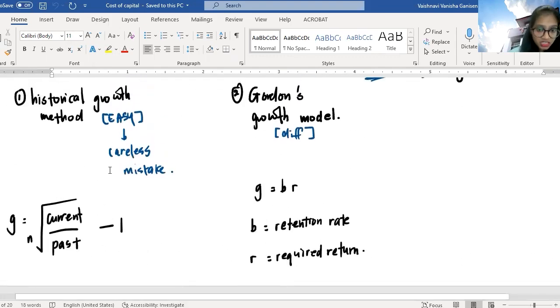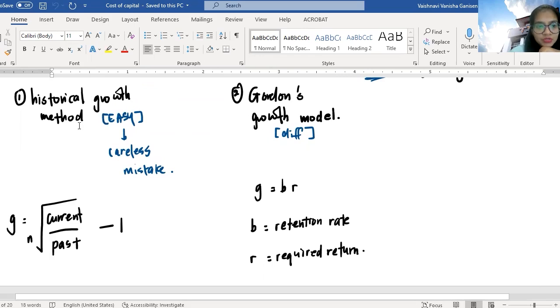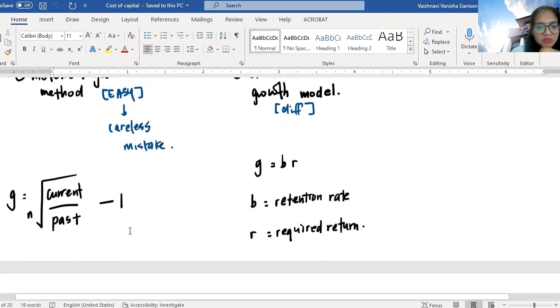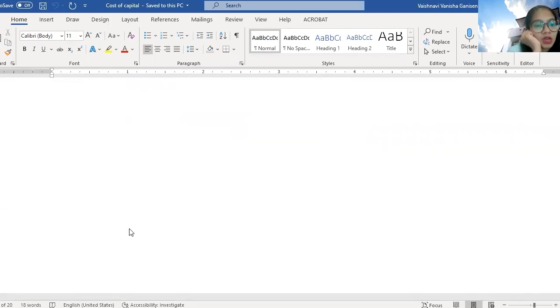If you look at my screen here, based on what I told you yesterday, there are two methods to calculate growth, which are the historical growth model and also the Gordon's growth model. When you look at the historical growth model, you must remember this formula. I'm going to scroll down and teach you calculating growth.